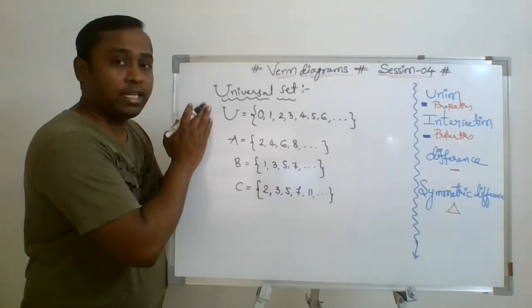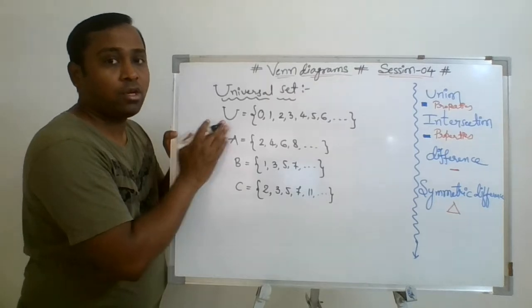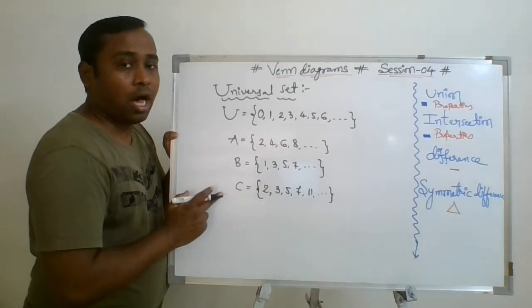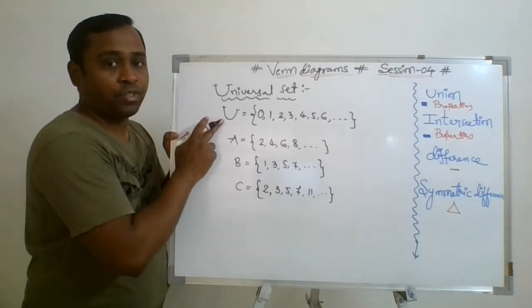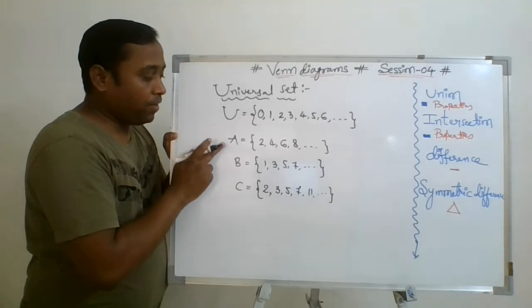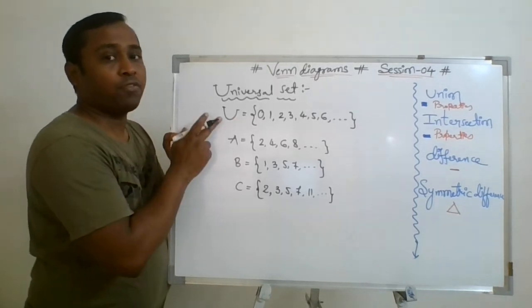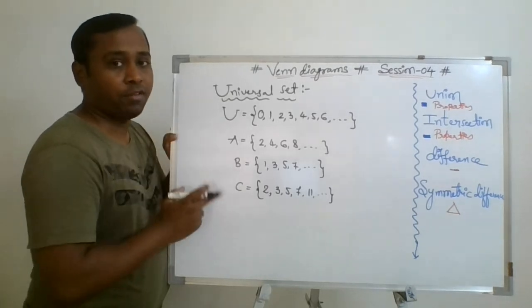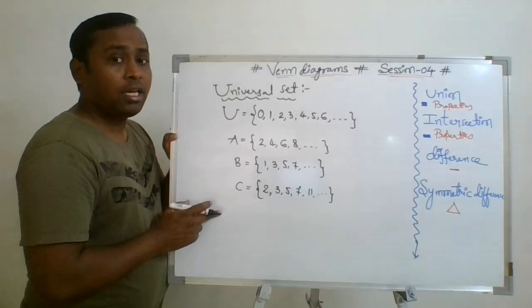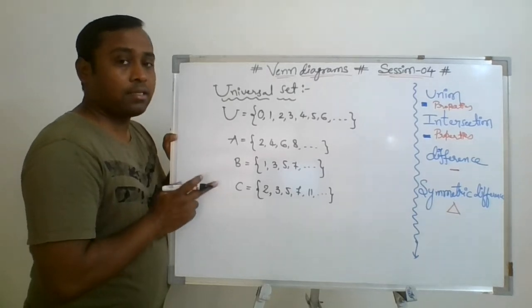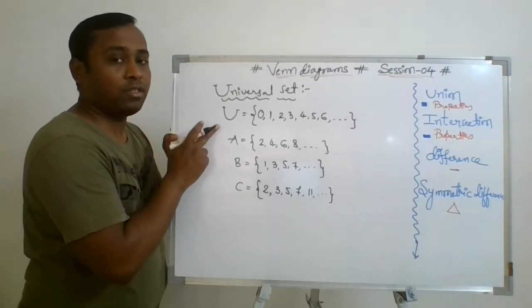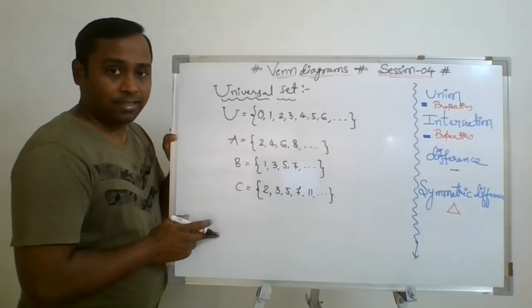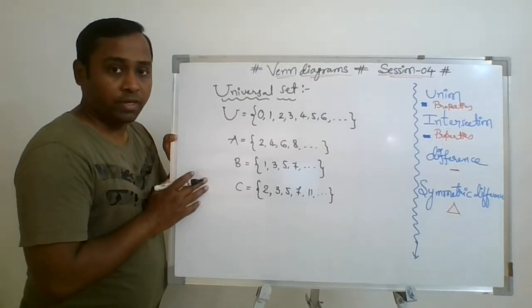Hence, a universal set is a set which contains all the given sets. All the given sets are part of the universal set. Hence, we can say every given set is a subset of the universal set and the universal set is said to be a superset of the given sets. I repeat, every given set is a subset of the universal set and the universal set is said to be a superset of all given sets. So this is the definition of a universal set.